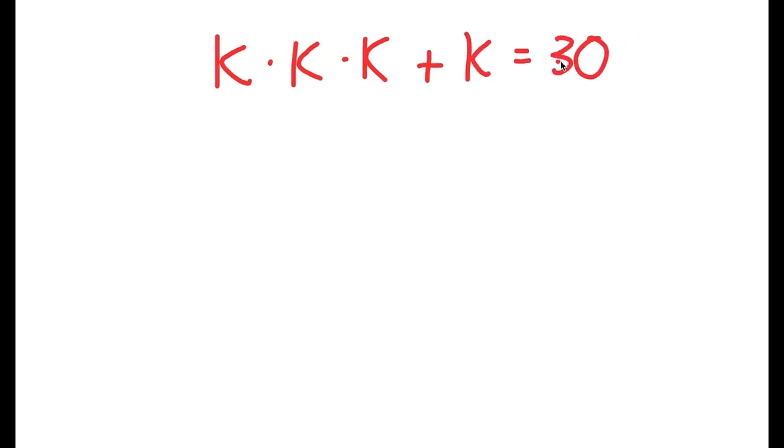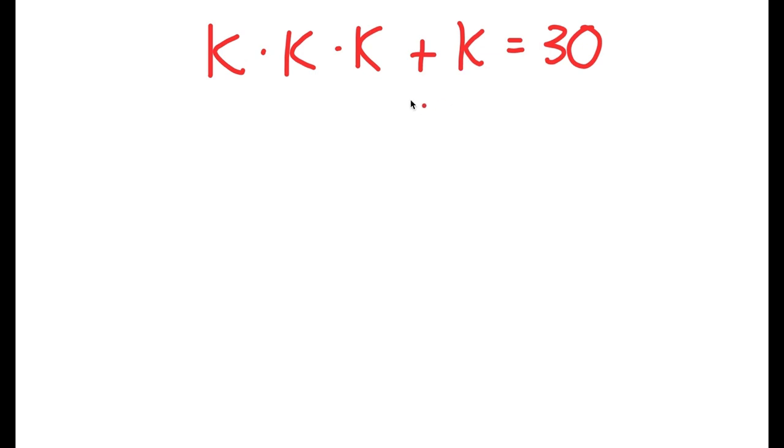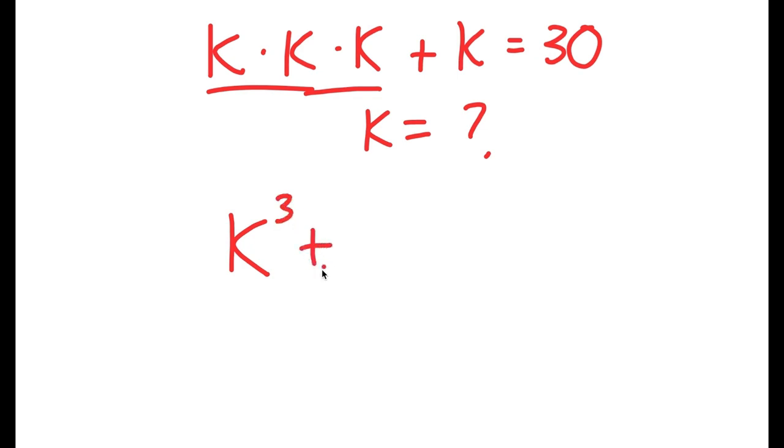Alright, so in this video, I'm going to solve the equation k times k times k plus k is equal to 30. So obviously I want to find the value of k in this equation. So to start off, k times k times k is the same thing as k to the power of 3. So k to the power of 3 plus k is equal to 30.